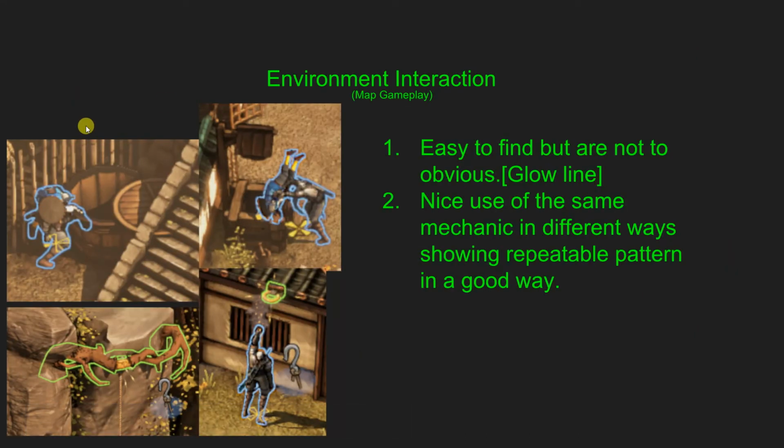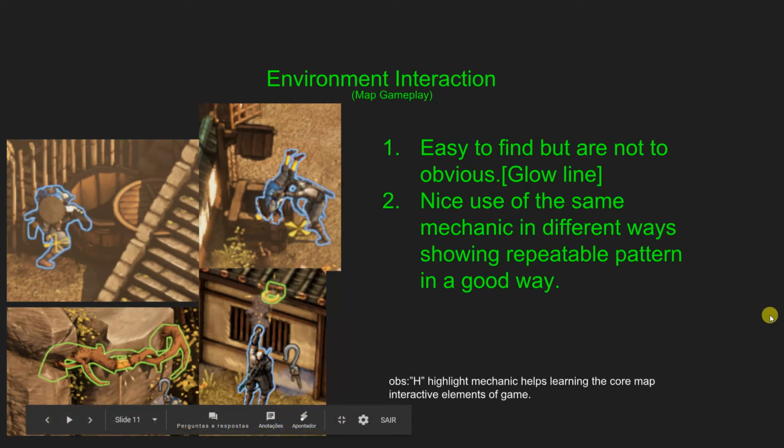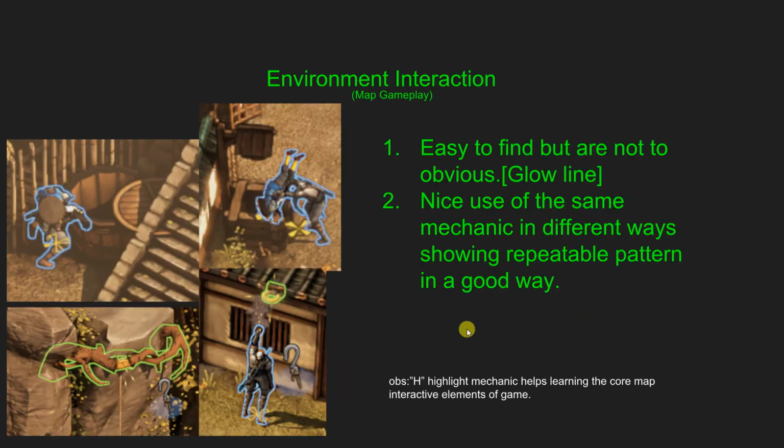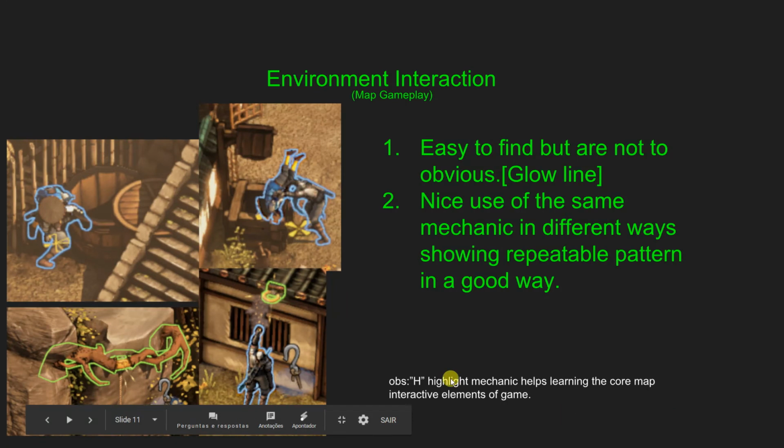For environment interactions, the good use of the highlight option is great because it really helps you learn initially what you can do with things. And the fact that you guys use different elements to do the same stuff keeps you excited and searching for different ways of interacting with the environment, what you can do, which is really good.